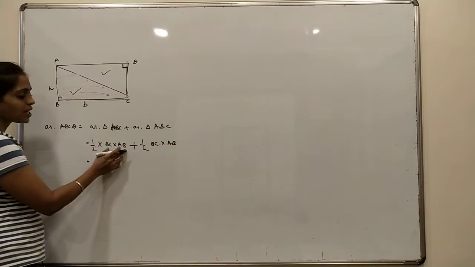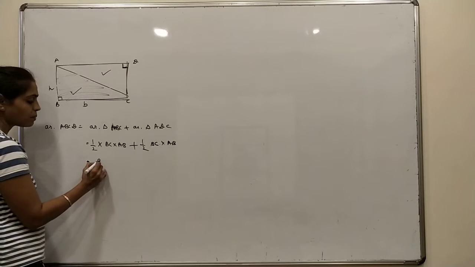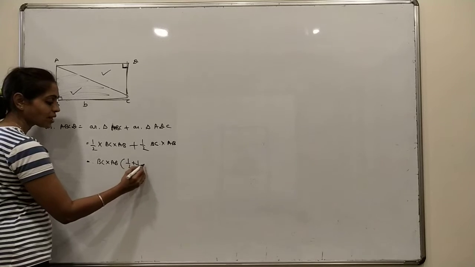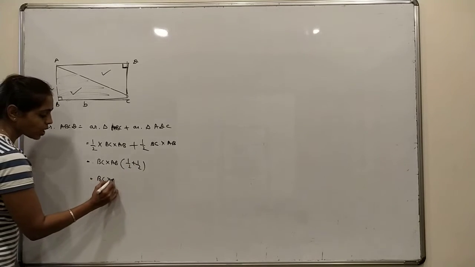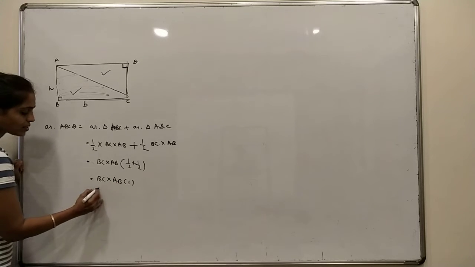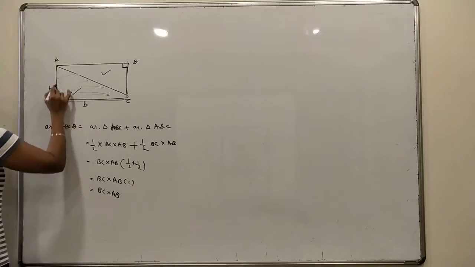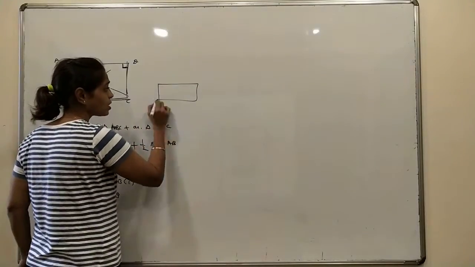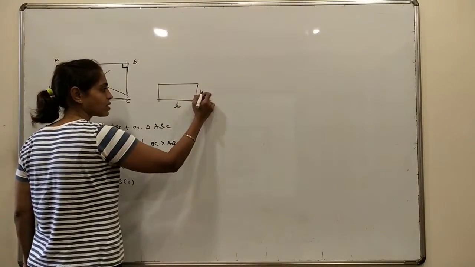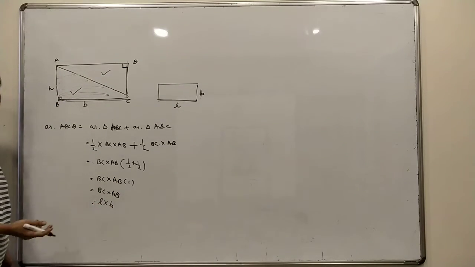So half of BC into AB, half of BC into AB. Half and half, any 1. That is, BC into AB is common, then half plus half is 1. So BC into AB into 1. Then 1 into anything is the same: BC into AB. And what is BC into AB? In a rectangle, if we say one side is length, then the other side is breadth. Length into breadth, that is the area of rectangle.